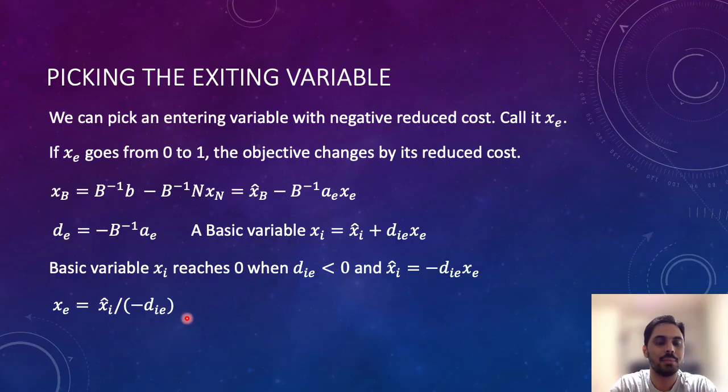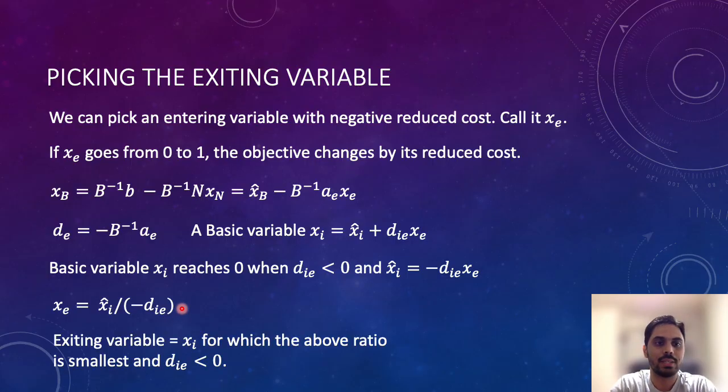This is exactly the same thing that we have been computing as our ratios. This is how we compute the ratio in the revised simplex method. We compute x hat, which is B inverse b, and then we compute de, which is negative of B inverse times ae, the column for our entering variable. Then we divide the x hat value by the de part. This gives us a set of ratios, and we pick the smallest ratio. That gives us our exiting variable.